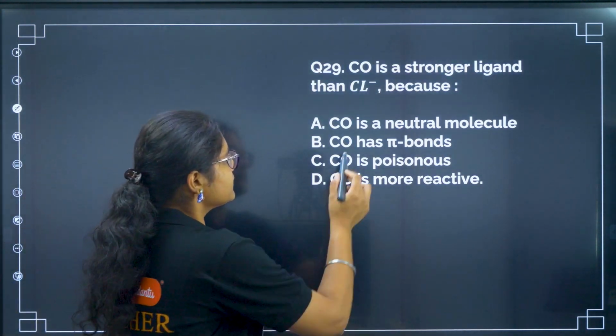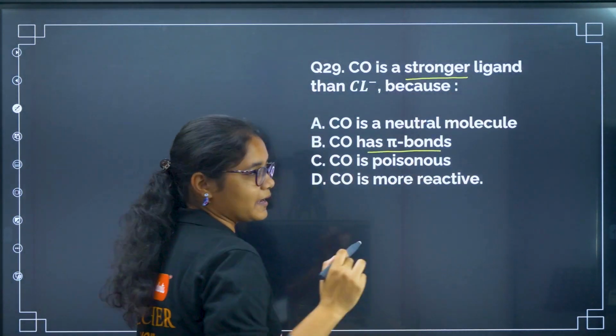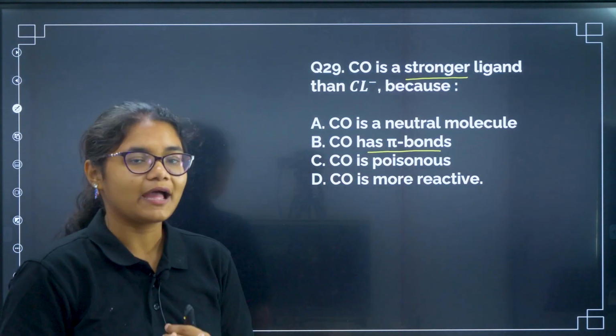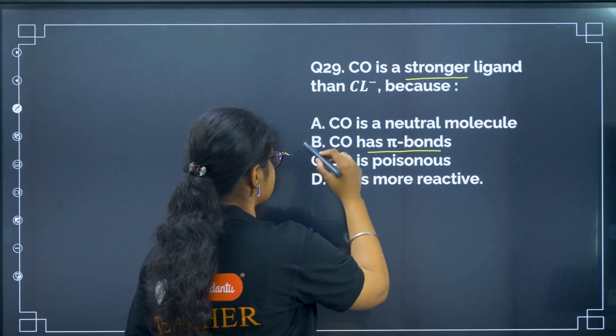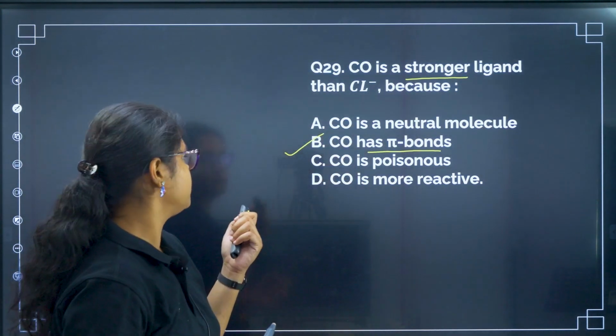Okay, next. CO is a stronger field ligand. Why? Because it has back bonding. It can give electrons. It can also accept electrons due to pi back bonding. So the correct answer for this question is option B.